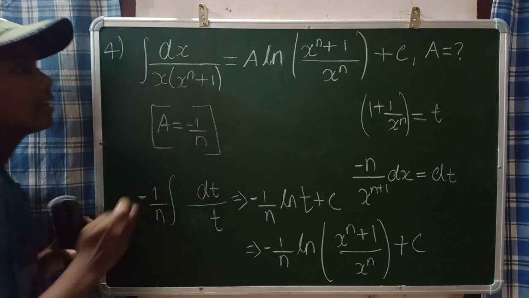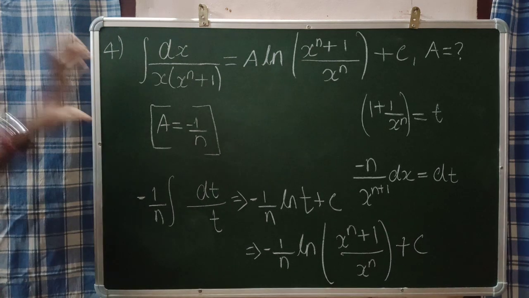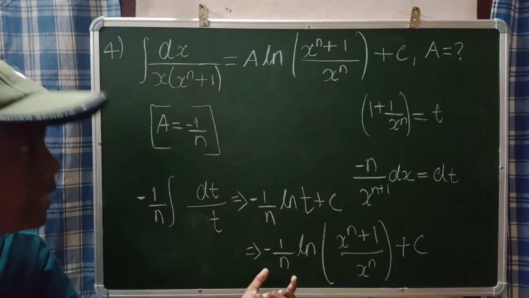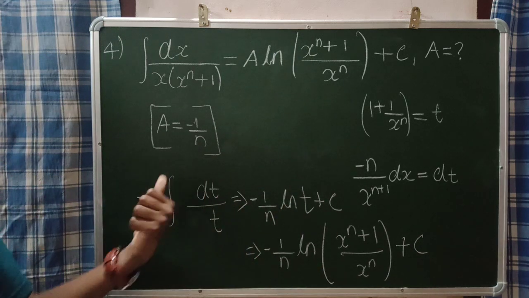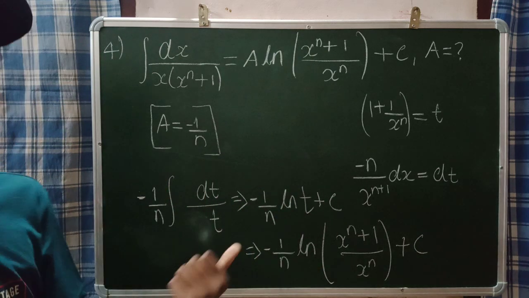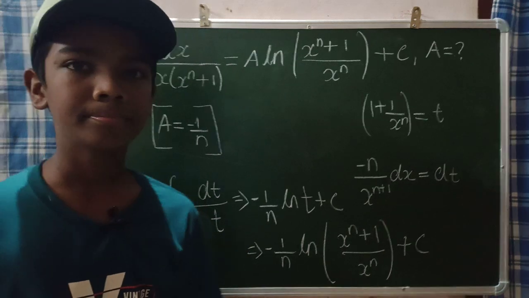So the value of a which arrived from this integral is minus n, because both are having a in it, and that's it, guys, so a is minus n. So that's all about this question. Let us move on to our next question.